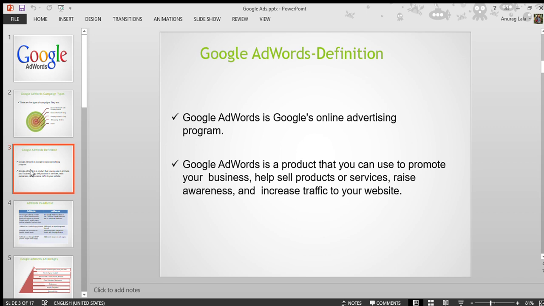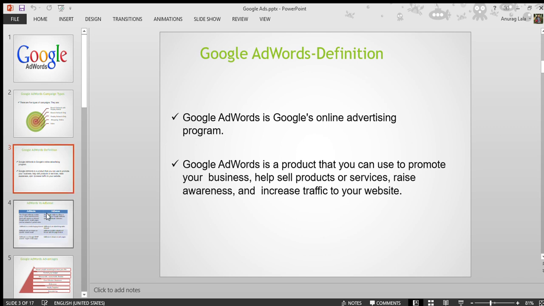As in the case of Facebook advertisements, if I want to create a campaign or create an ad in Facebook, first of all I have to select my objective. It may be to reach awareness, maybe brand awareness, maybe to increase traffic. In the very same manner, we have Google Ads also. I have already uploaded a video regarding Google Ads and how to practically implement it. You can see that video also. So Google AdWords is just Google's online advertisement program.